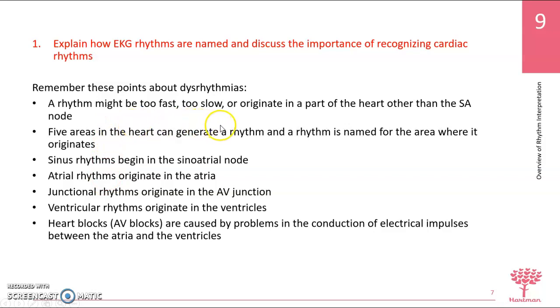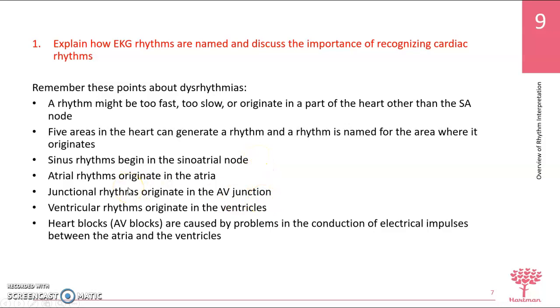So when you're looking at dysrhythmias, remember, dysrhythmia is different than arrhythmia. If you remember from your medical terminology, dys means bad, abnormal, different. So dys would mean that it's not that the rhythm is off. It just means that the rhythm is different than normal. So it might be too fast, too slow, or originate somewhere else.